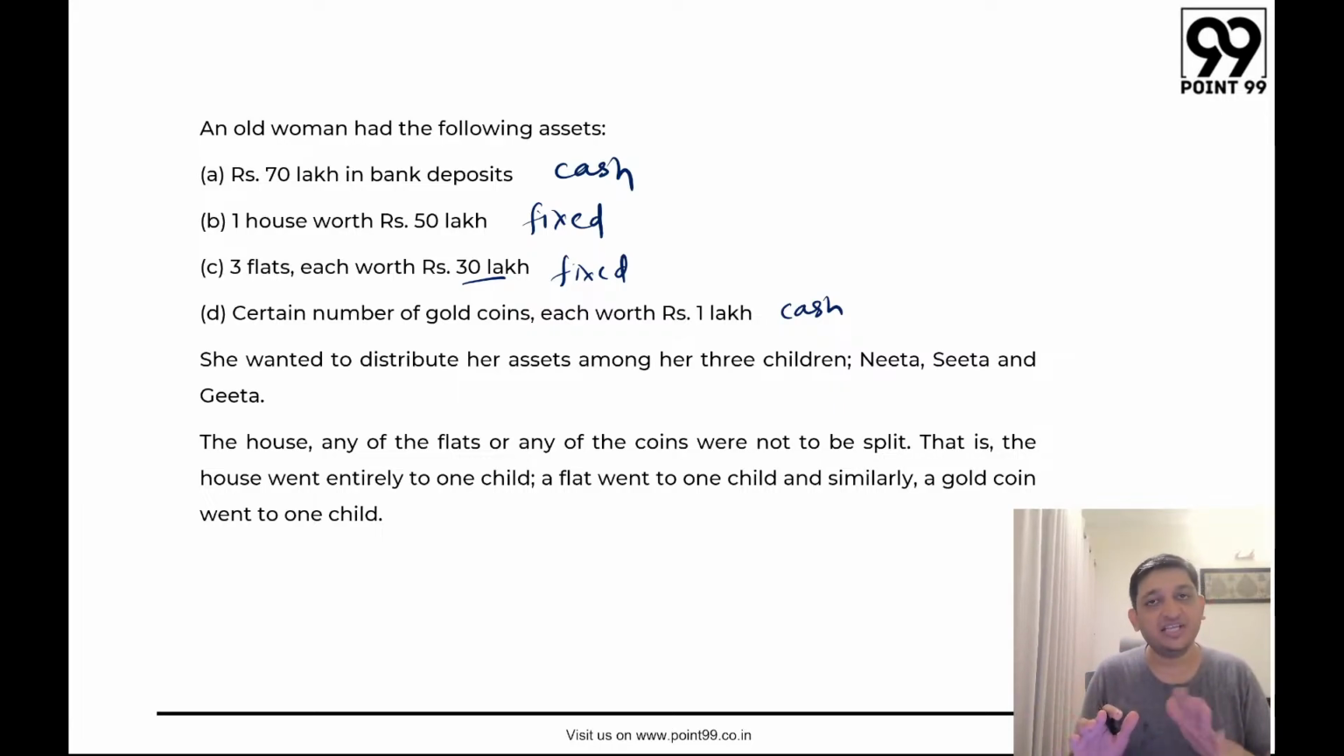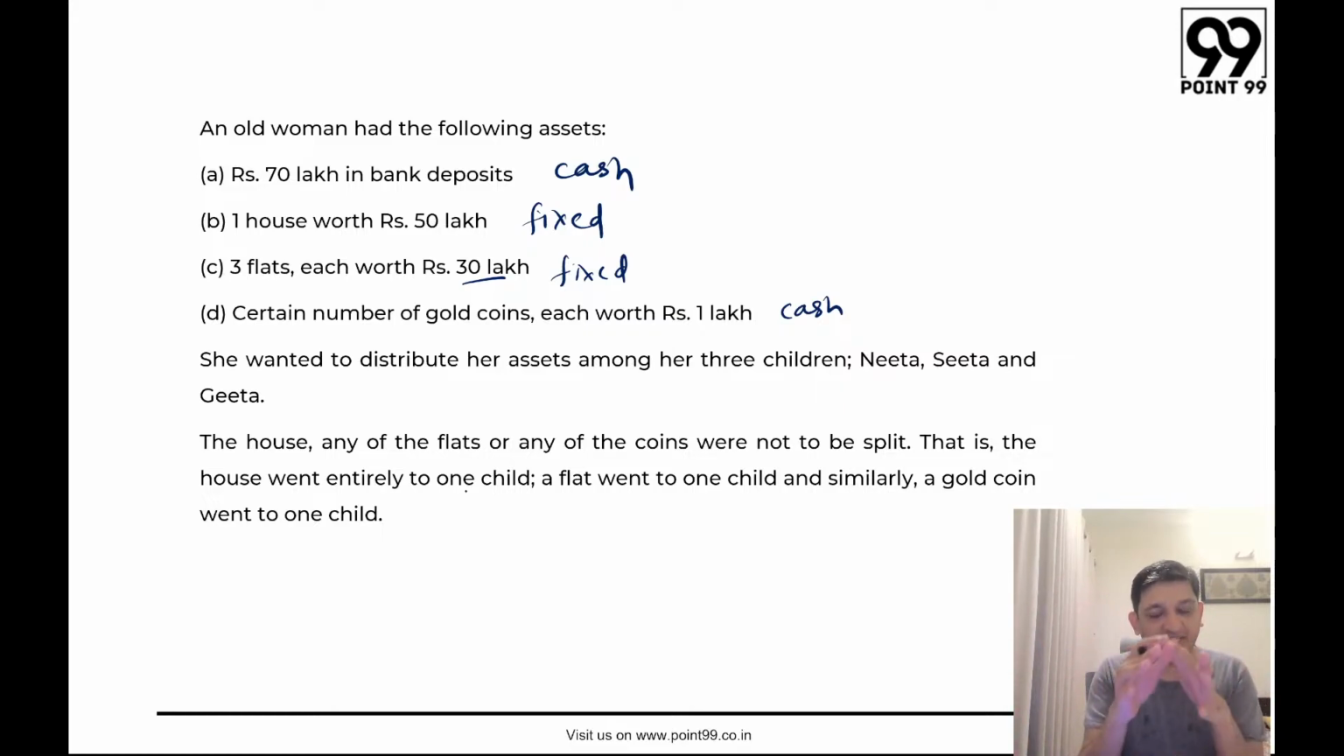Flats को ऐसे नहीं बोल सकते कि you take 2/3 of this flat and the remaining 1/3 will go to someone, या फिर उसको liquidate करके जो पैसा आएगा वो पैसा divide कर लो. Those things you can't do. That is, the house went entirely to one child, a flat went to one child, and similarly a gold coin went to one child. This does not mean that these are distinct children that they are talking about.